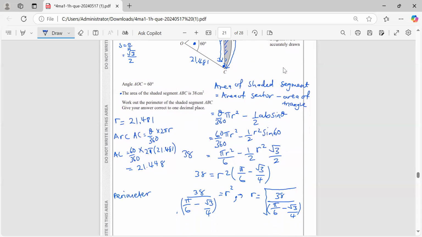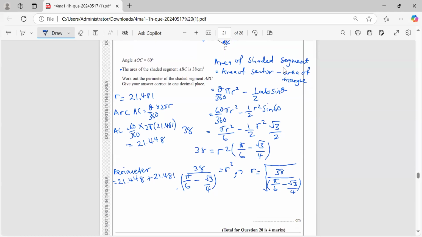So the perimeter is simply going to be 21.448 plus 21.481. If you solve these two, you're definitely going to get 41.9 as your final answer. So your final answer is 41.9 centimeters.